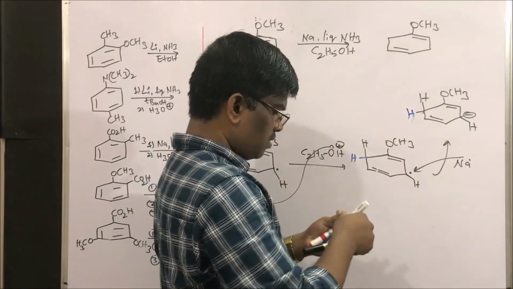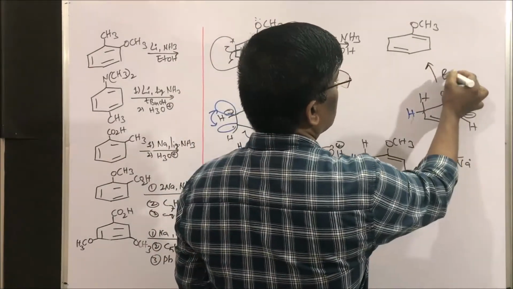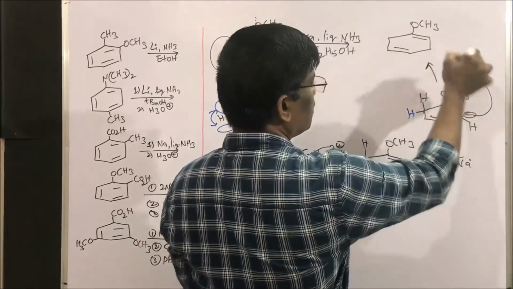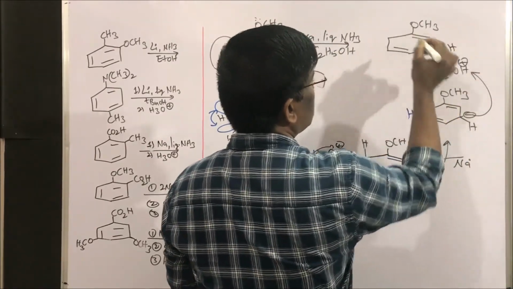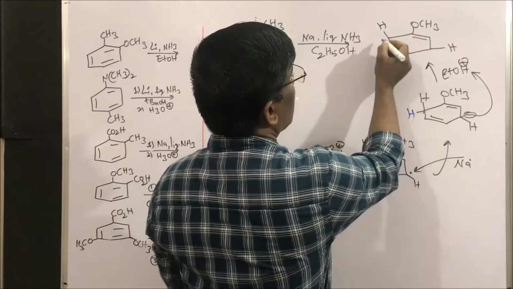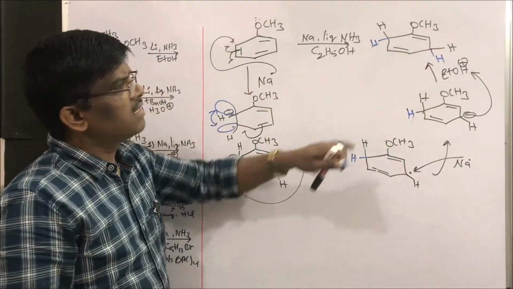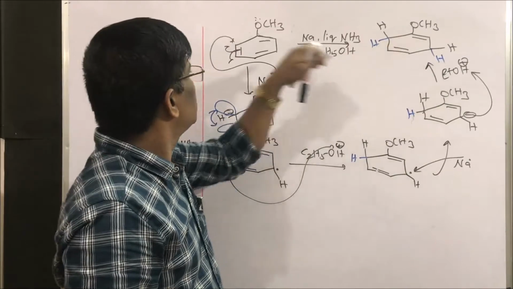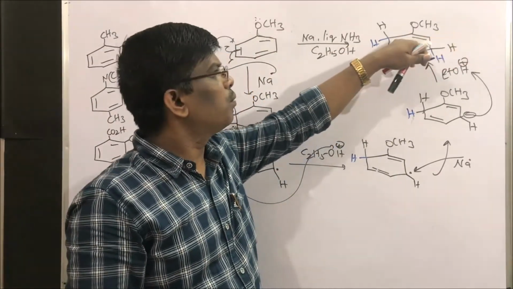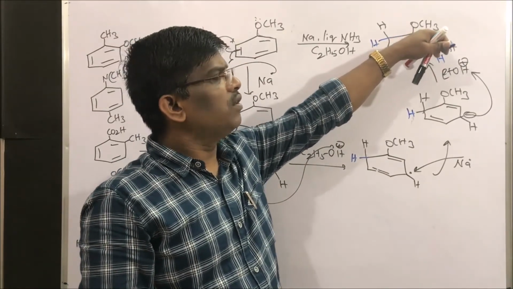Now it is the turn of ethanol to act. Ethanol is going to give one proton to this anion. So here hydrogen is there, and it is going to add hydrogen here and hydrogen here. So at the 1,2 position, ortho to the donating group, reduction takes place.